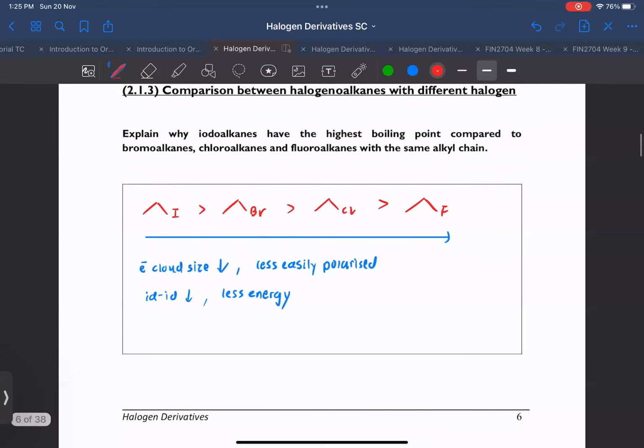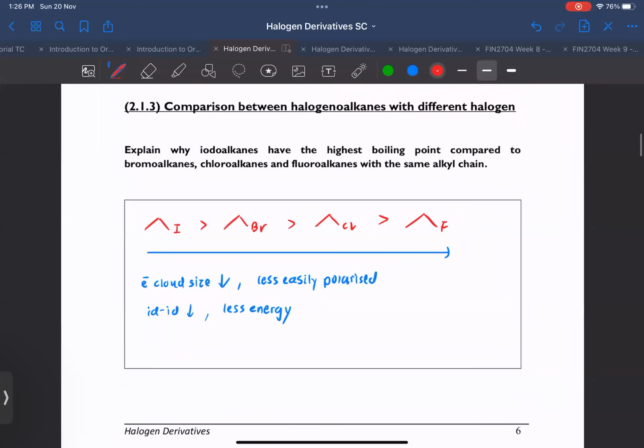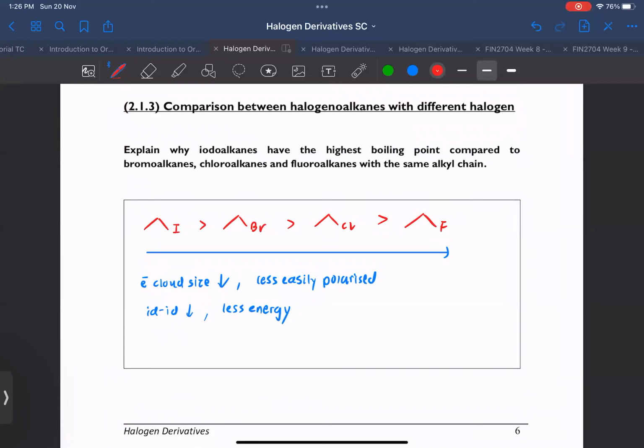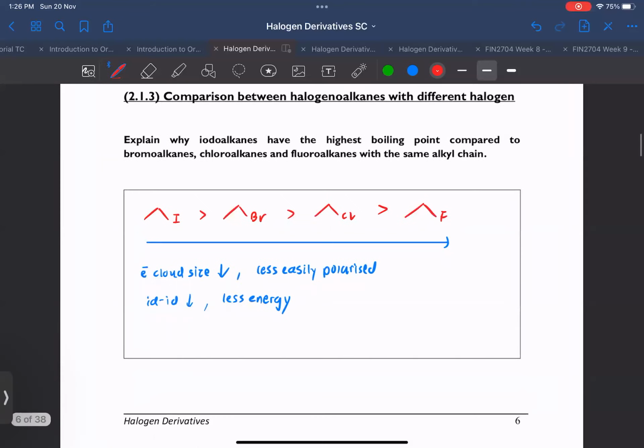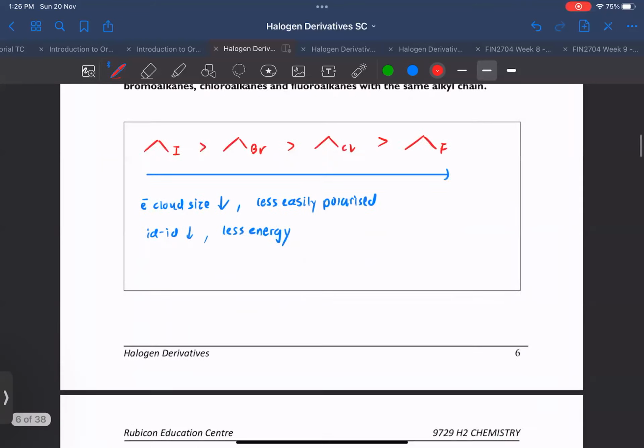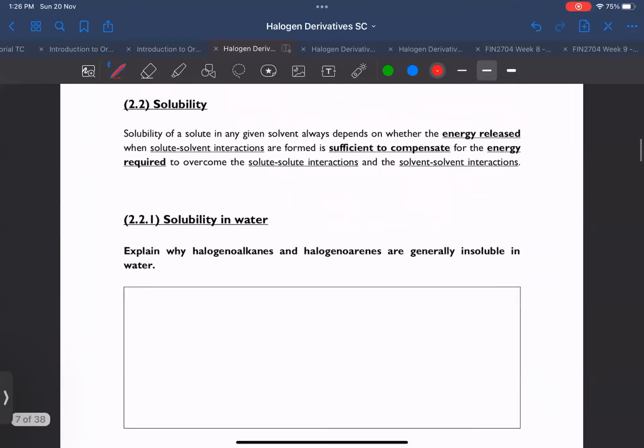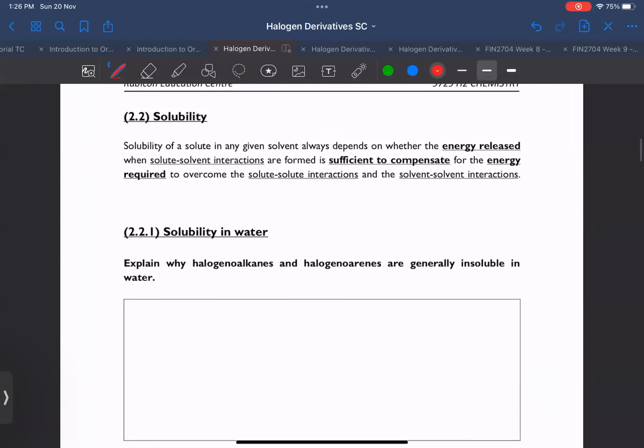All good. With that said, I'm just going to move on from here. Now solubility. This one is more important and a bit more difficult to answer.